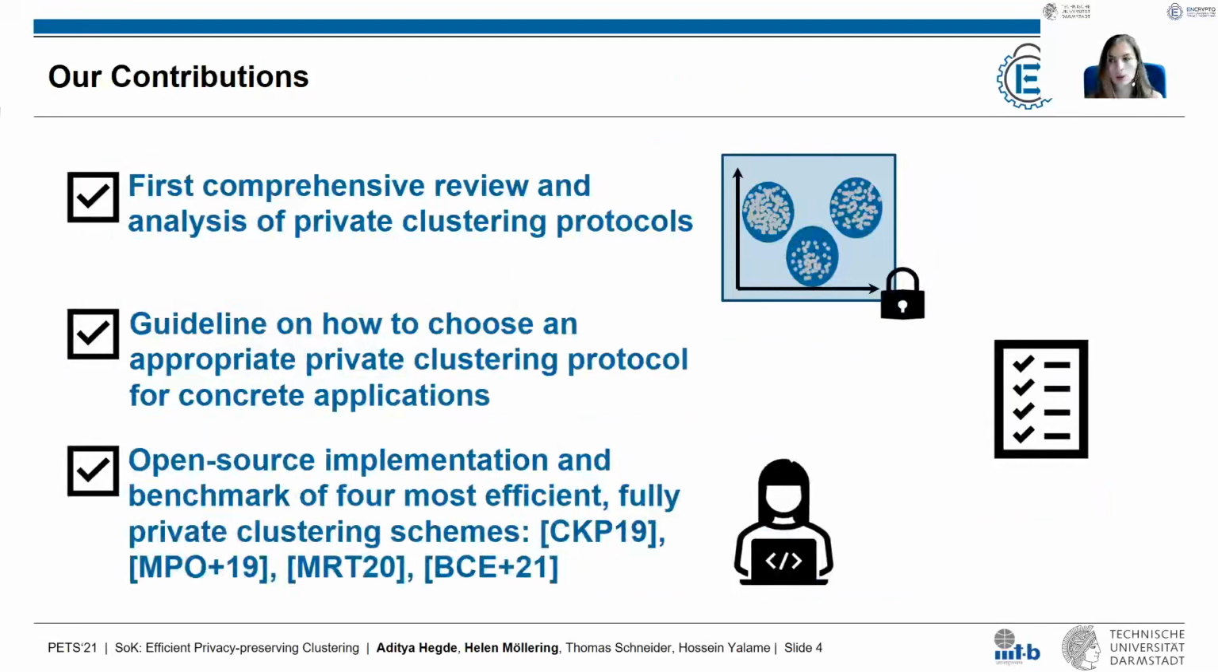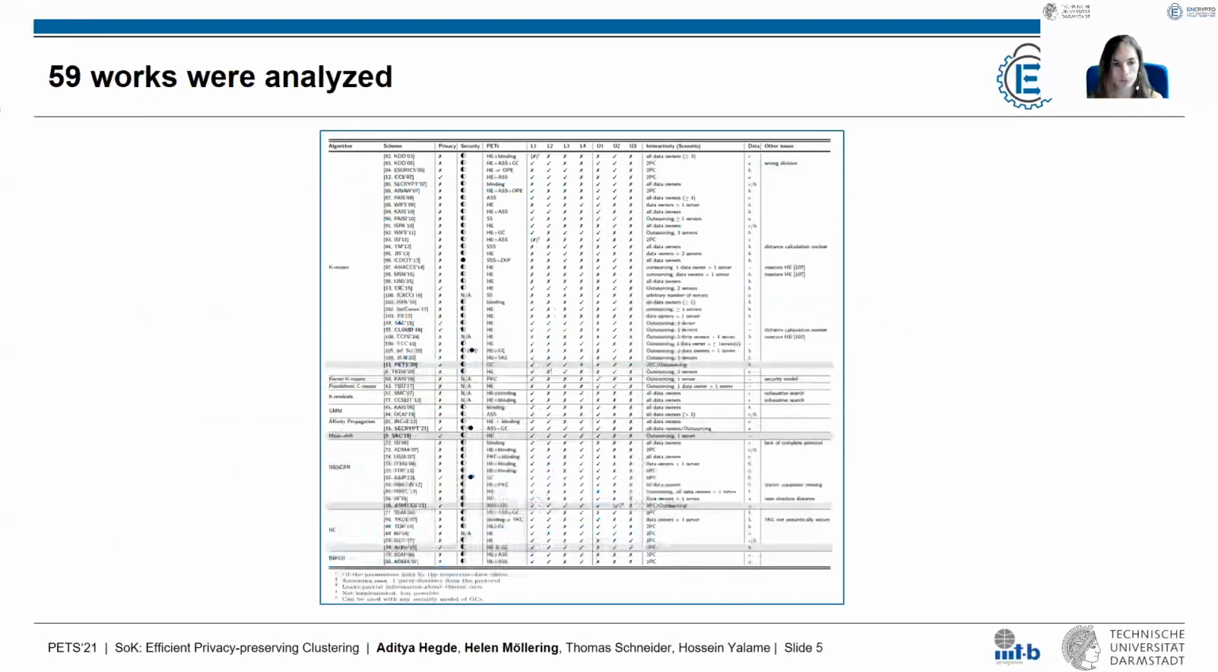We, in our work, conducted the first comprehensive review of 59 private clustering protocols and compared them with respect to multiple aspects such as clustering quality, privacy leakage, and efficiency. Further, we give a guideline on how to choose an appropriate clustering protocol given a concrete application. And finally, we also experimentally compare 4 state-of-the-art private clustering protocols with respect to quality and efficiency, and also open source our implementation.